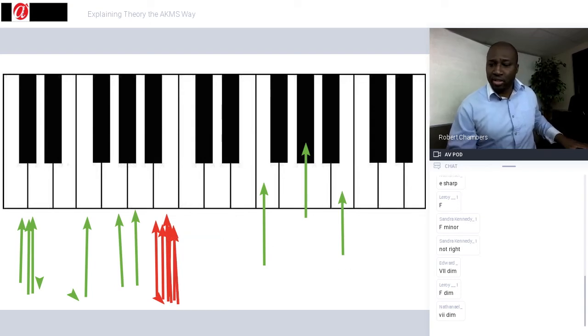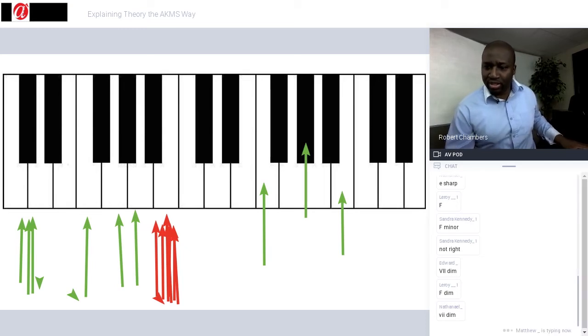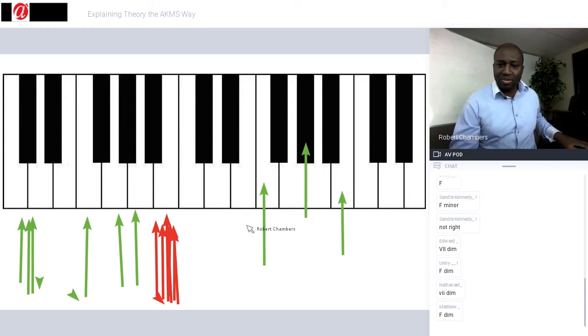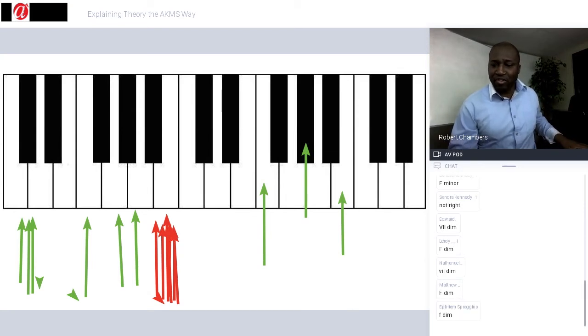All right, so Edward, 7 diminished. Leroy, F diminished. Nathaniel, 7 diminished. Matthew, F diminished. Thank you very much. Exactly, it would be an F diminished. And Ephraim, F diminished.